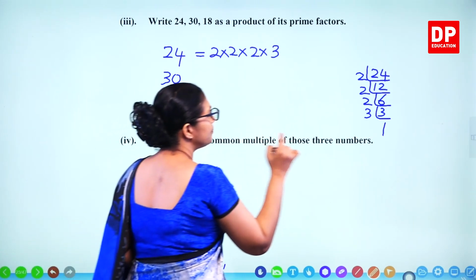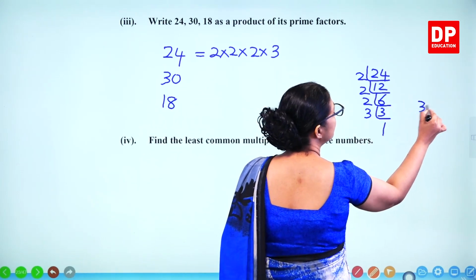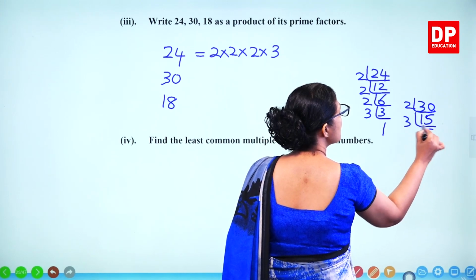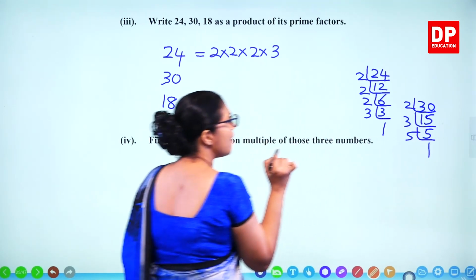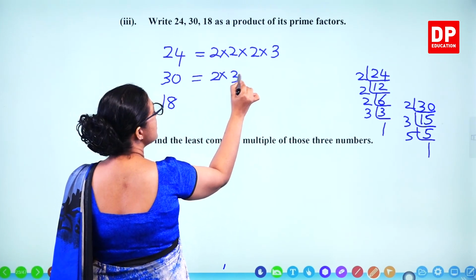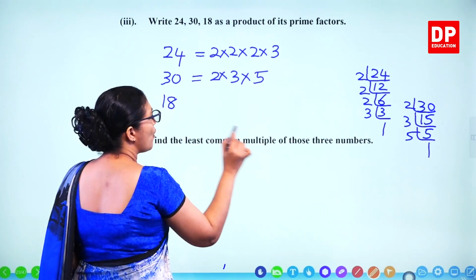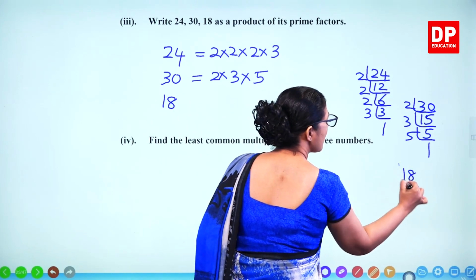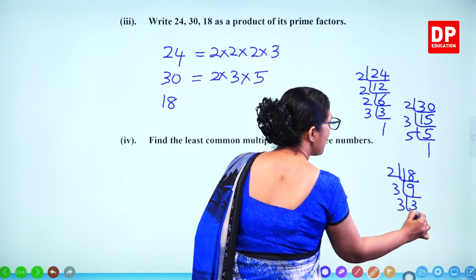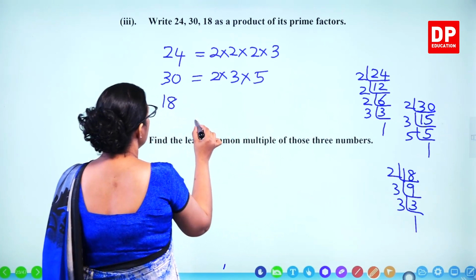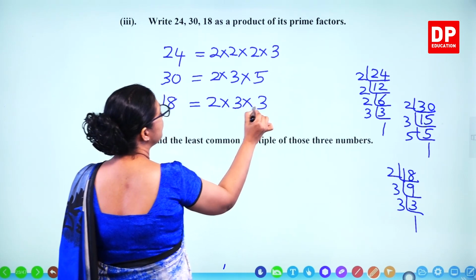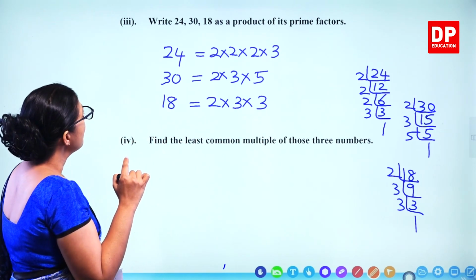30. Divide by 2, you get 15. Divide by 3, that's 5. Divide by 5, that's 1. So 2 times 3 times 5. What about 18? You can divide by 2, divide by 3, divide by 3 again. 2 times 3 times 3.